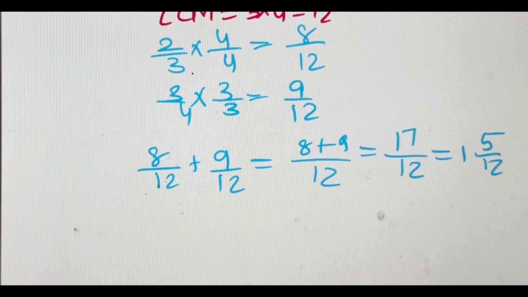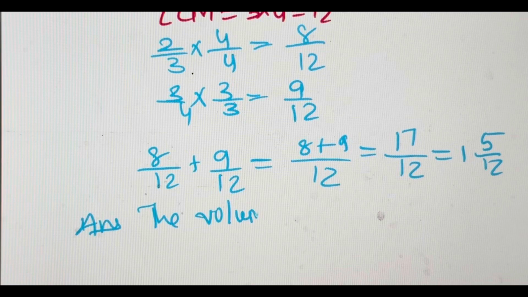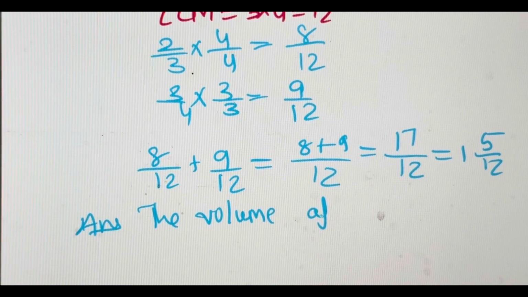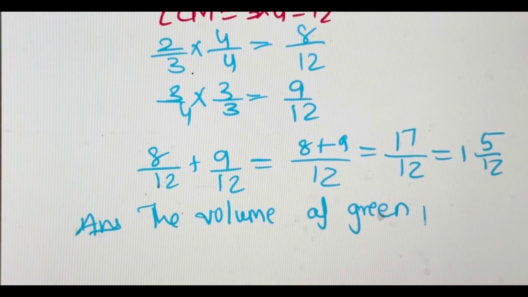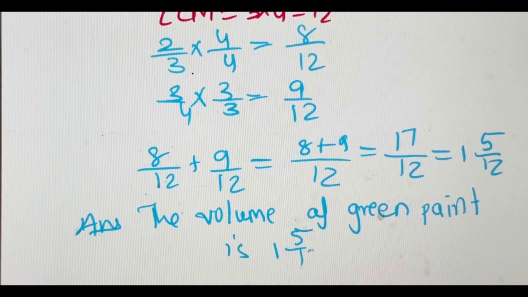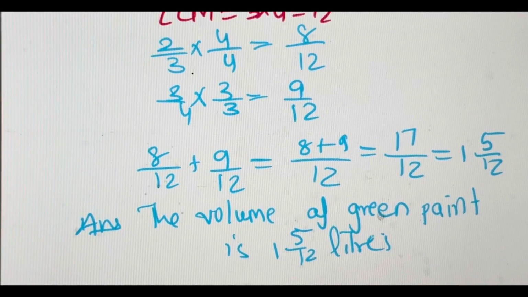So what will be your answer statement? The volume of which paint we have made now? Green paint. Is 1 whole 5/12 liters. Okay, this is your answer number 2.